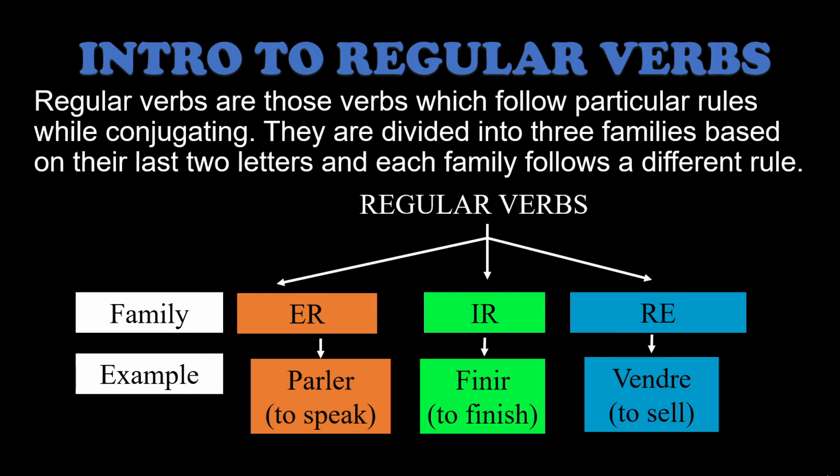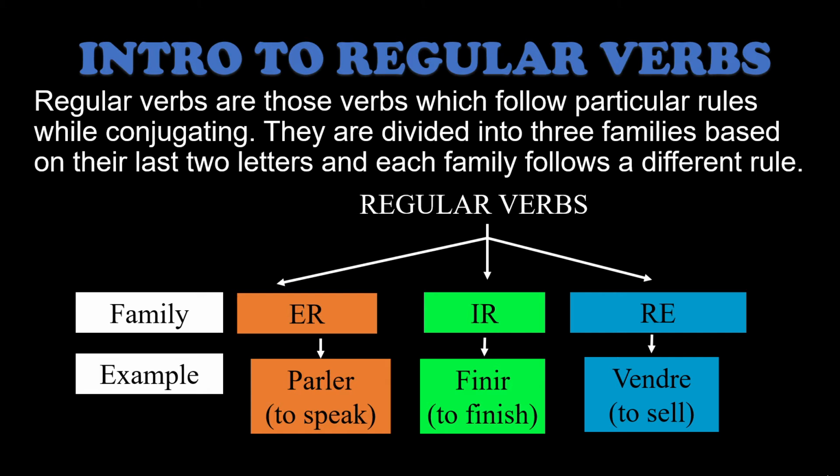So you have the three families there: the ER family, which is in orange, the IR family in green, and the RE family in blue. Now, how are these families divided? Based on the last two letters of the verb. So parler is an example of an ER verb, because it ends with ER. Parler is to speak or to talk. An example of the IR verb is finir because it ends with IR. Finir is to finish. An example of an RE verb is vendre.